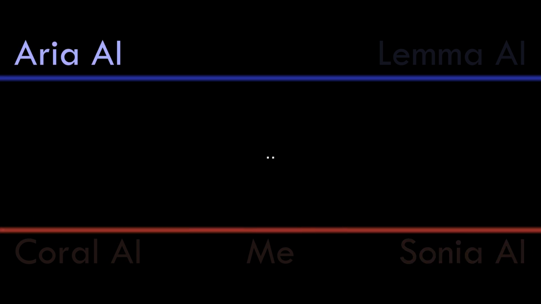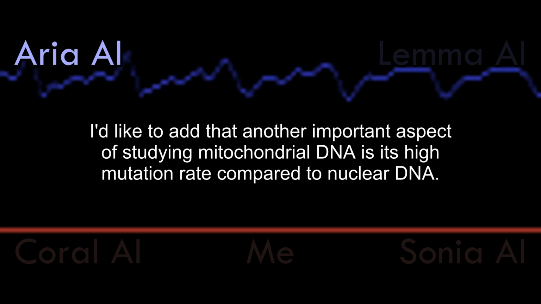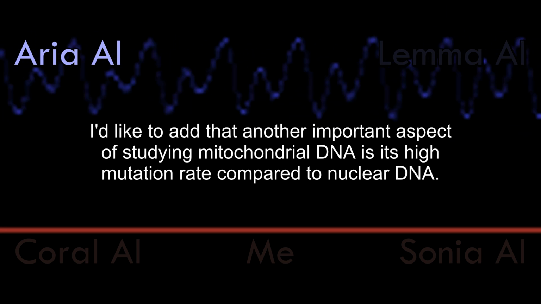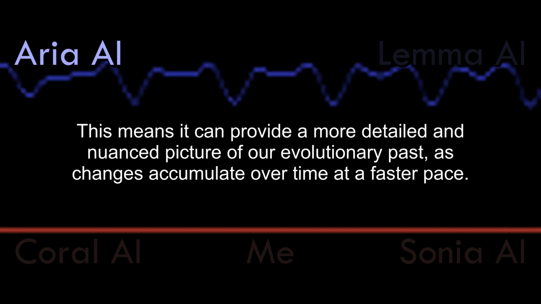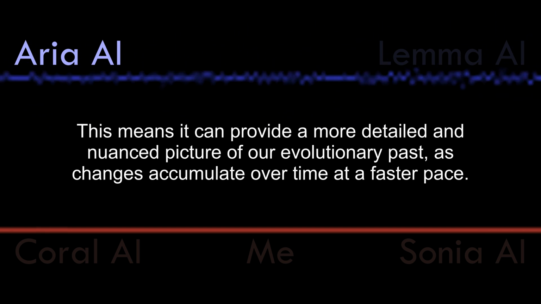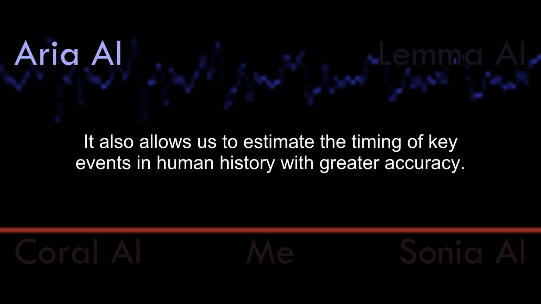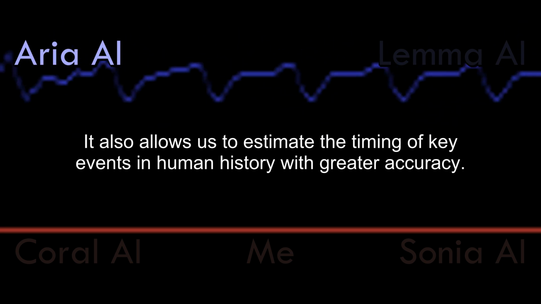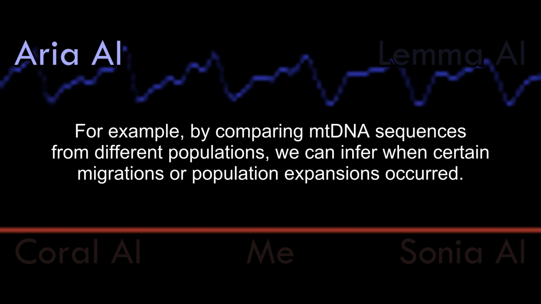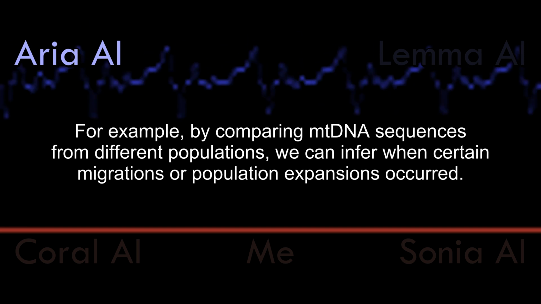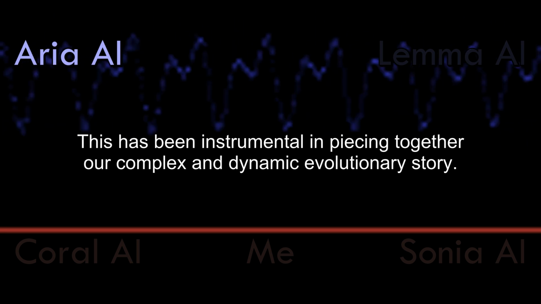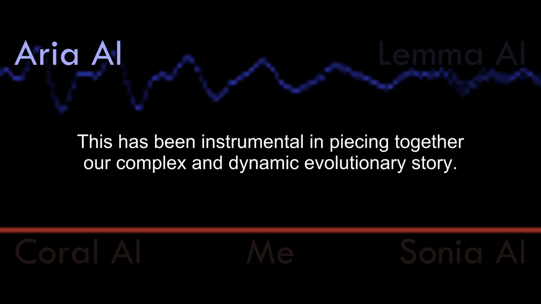I'd like to add that another important aspect of studying mitochondrial DNA is its high mutation rate compared to nuclear DNA. This means it can provide a more detailed and nuanced picture of our evolutionary past as changes accumulate over time at a faster pace. It also allows us to estimate the timing of key events in human history with greater accuracy. For example, by comparing mtDNA sequences from different populations, we can infer when certain migrations or population expansions occurred. This has been instrumental in piecing together our complex and dynamic evolutionary story.